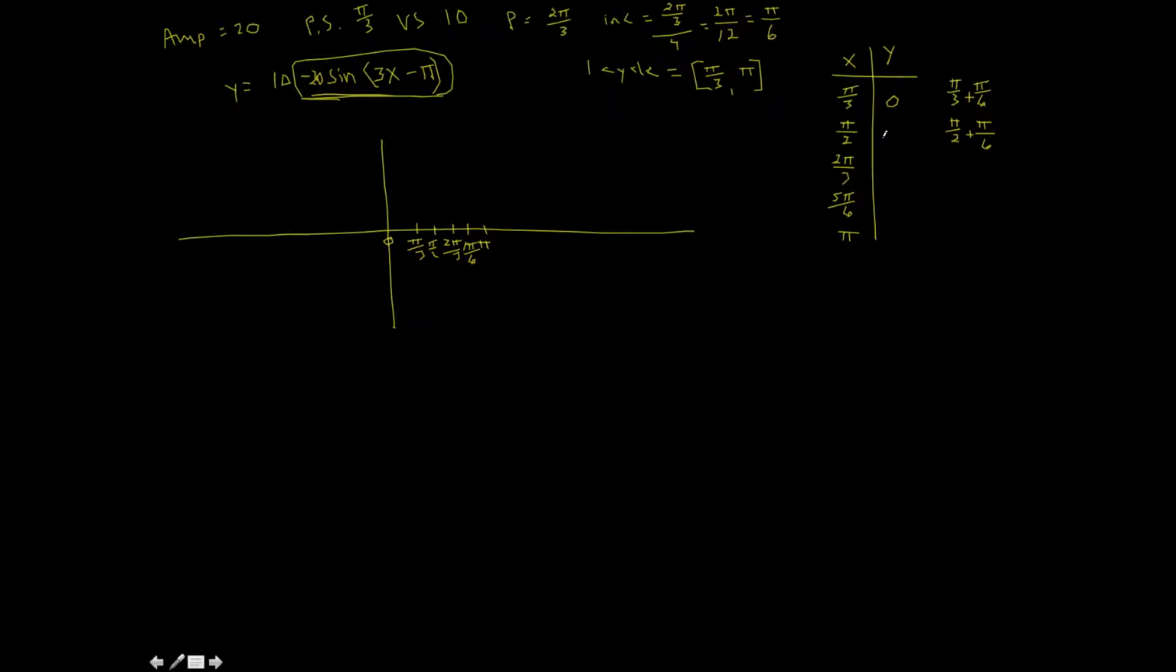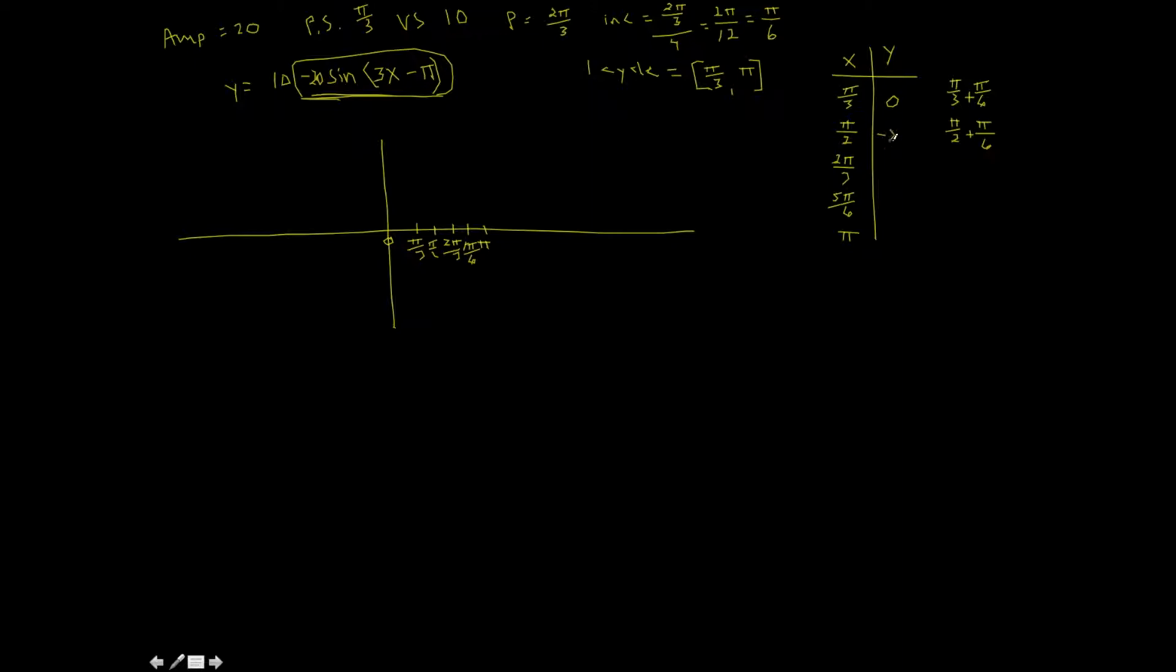Okay, so pi over 2, plug it in. So that's 3 pi over 2 minus pi. Well, 3 pi over 2 minus pi, punch that out in your calculator. After you get a common denominator, that's going to be 3 pi over 2 minus 2 pi over 2, which is just pi over 2. So what's the sine of pi over 2? The sine of pi over 2 is 1. So negative 20 times 1 is negative 20.